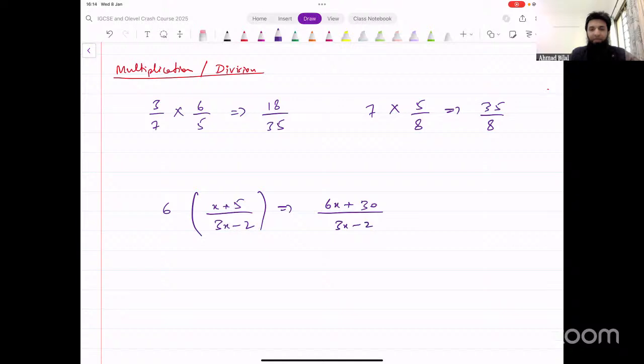Okay, fairly straightforward stuff. You multiply the numerator with numerator, denominator with denominator. If it's just a single number, an integer, that gets multiplied with the numerator only.